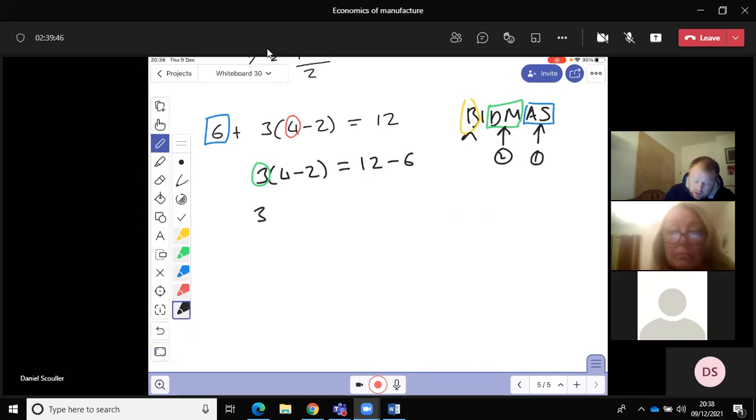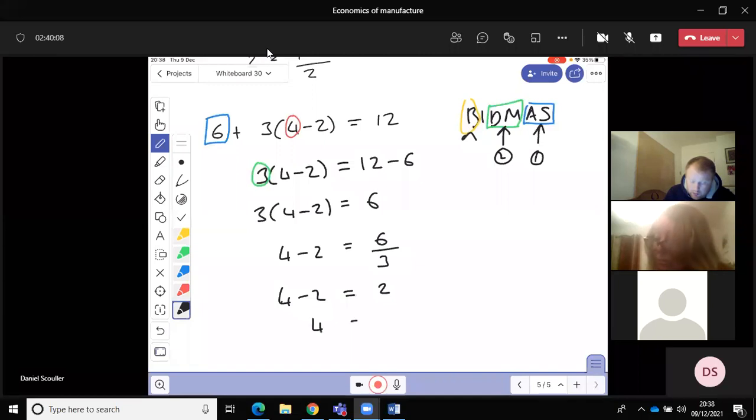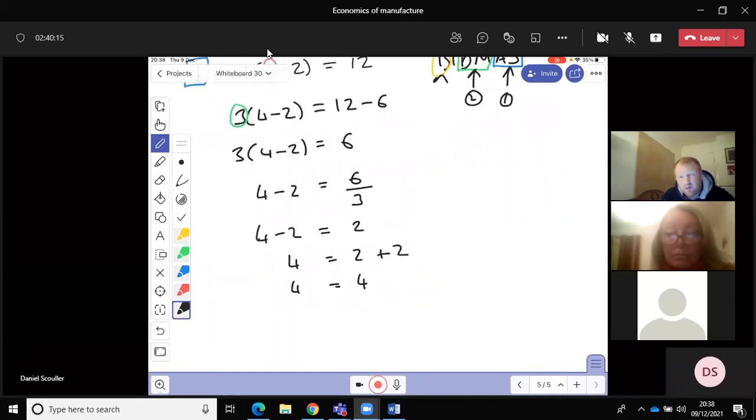So essentially that's just 3, 4 minus 2 equals 6. Then we're going to move that 3 across. So 4 minus 2 equals 6 over 3, which is 4 minus 2 equals 2. And 4 equals 2 plus 2. So 4 equals 3. So you would tidy it up as you went along, so you wouldn't leave it like that, it wouldn't be as messy as what we had written out there.